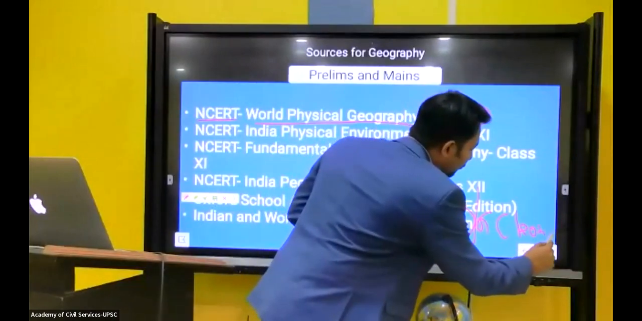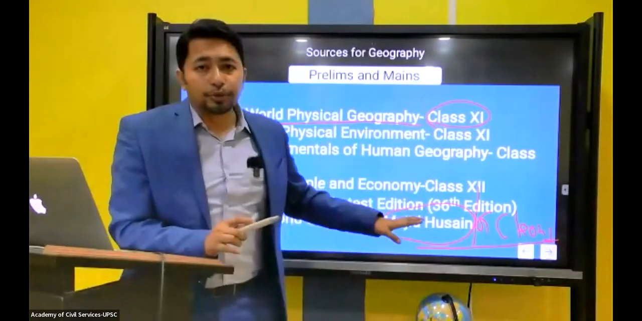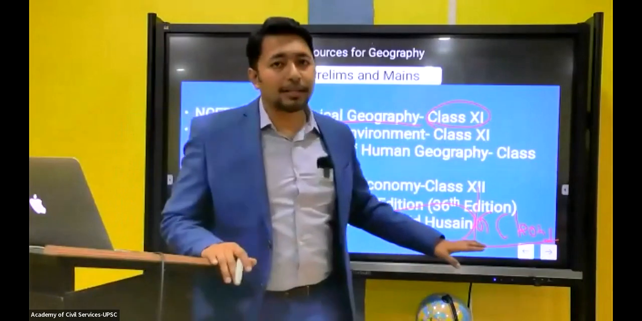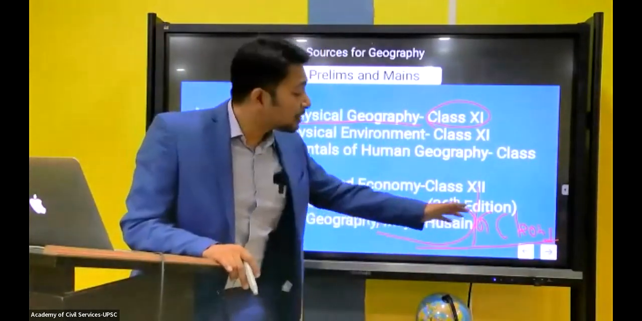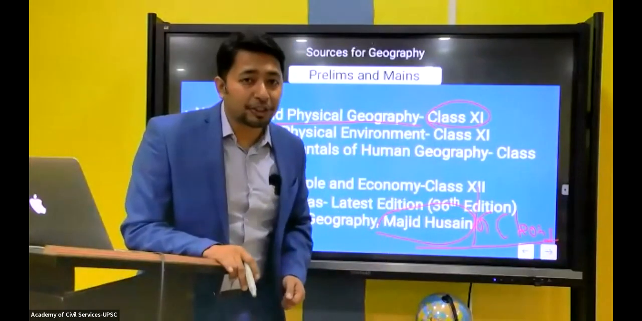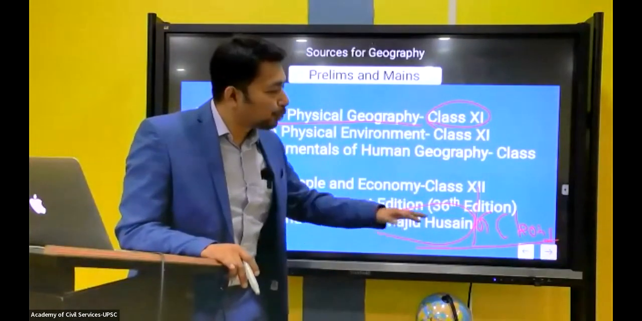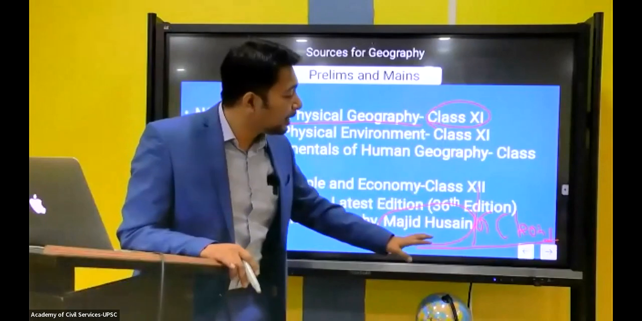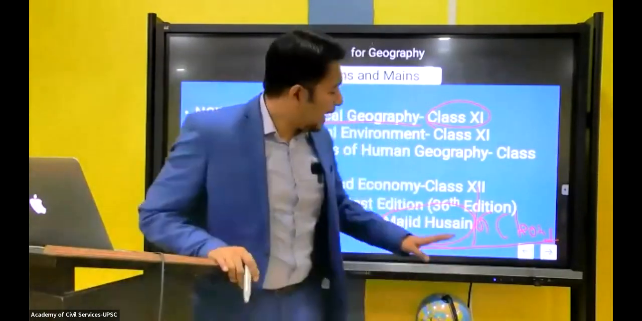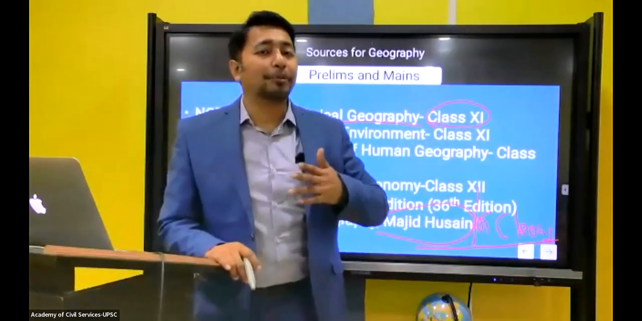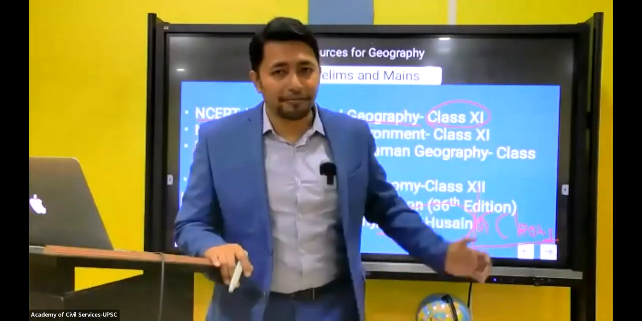Well, these are standard books, books which are published by specific authors, right? But then if you ask me, sir, which book is more beneficial, then of course I will say that both the books are beneficial. In a way, in G.C. Leong, the climatology part is good, and in Majid Hussain, some updated contents are published every year.